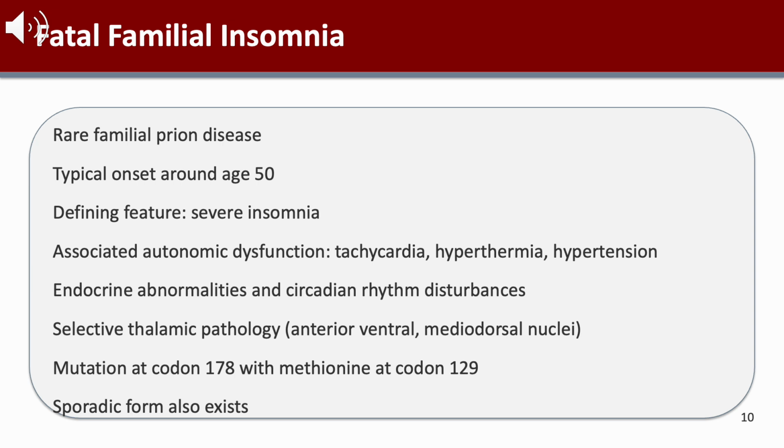The disease selectively affects specific nuclei of the thalamus, particularly the anterior ventral and mediodorsal nuclei, with minimal spongiform changes. Interestingly, a sporadic form of fatal insomnia with similar clinical and pathological features has also been described, suggesting that spontaneous mutations or other mechanisms can produce this distinctive phenotype.